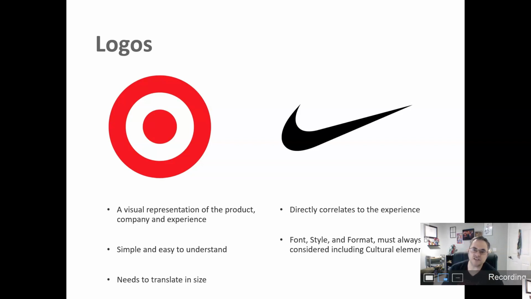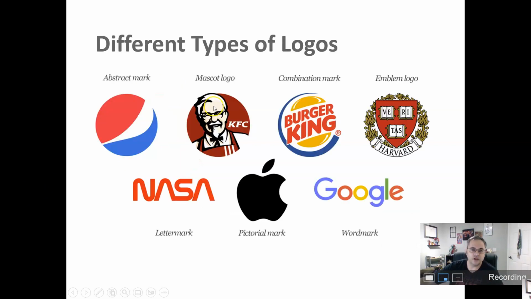But they have to correlate to the experience. Obviously Target is the bullseye, the target area where you want to get all your shopping needs. Nike uses the Greek athletic symbol to showcase they work on athletic products. These are great logos that focus on the experience and how they go about things, which is really cool.